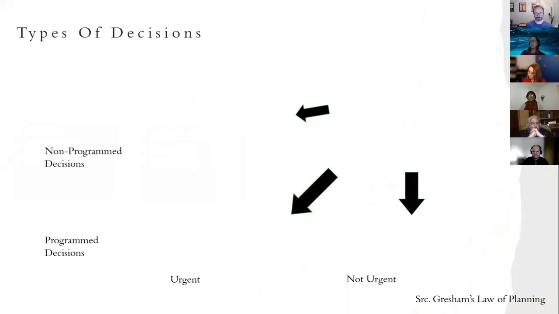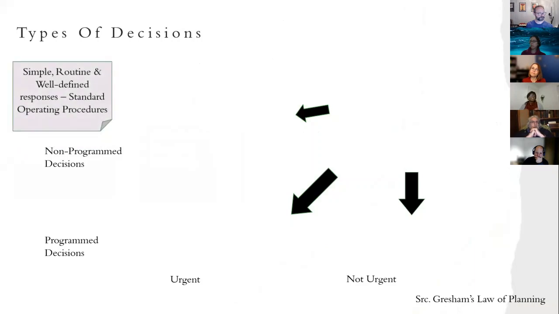And this actually stems from Gresham's law of planning. It says that there are different ways that people make decisions. What do we mean by non-programmed? Simply, it's routine, the usual things we do. Because we used to do it, let's just do it that way. Why are we taking time to discuss it? Or the programmed one, which is, oh, this is a complex situation. What happened in COVID? How are we going to handle this? It is a major risk. So what are we going to do?